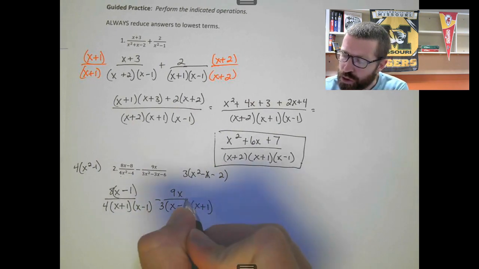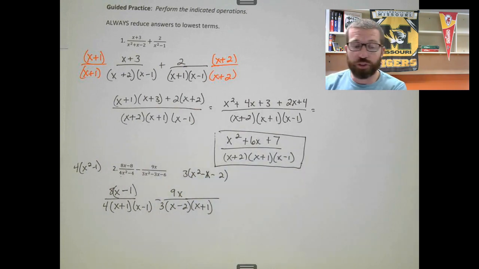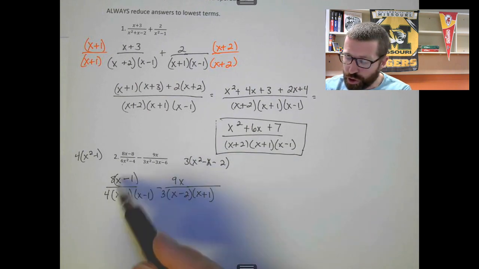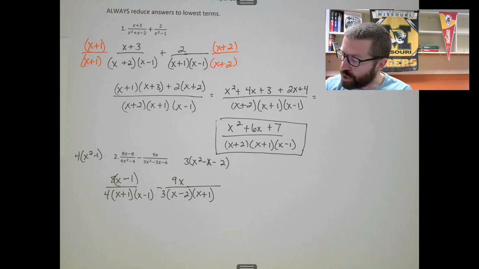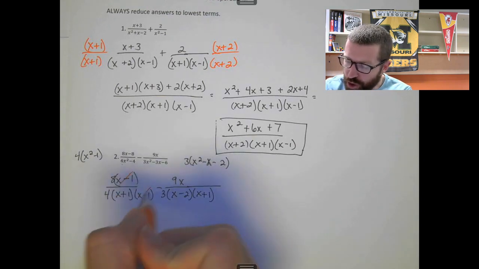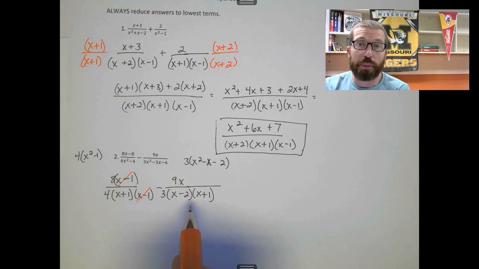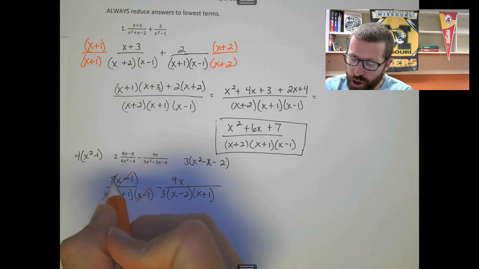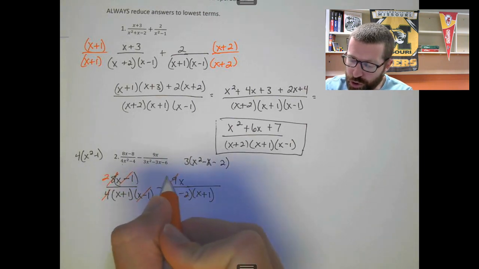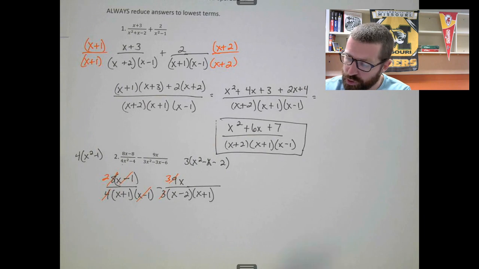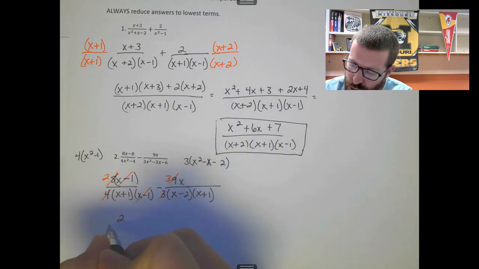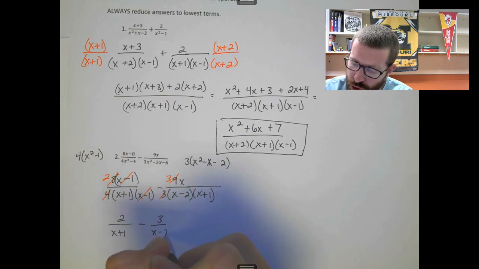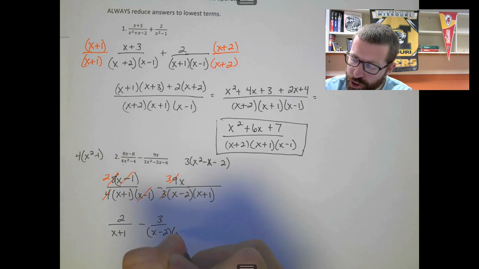Okay, now here's a step that will make your life a little easier: you can reduce here, right? And also notice that this cancels, and that doesn't hurt my least common denominator. I don't need that x minus 1. So I would want to go ahead and cancel this. This would turn to 2, and this would turn to 3. So I have 2 over x plus 1 minus 3 over x minus 2, times x plus 1.